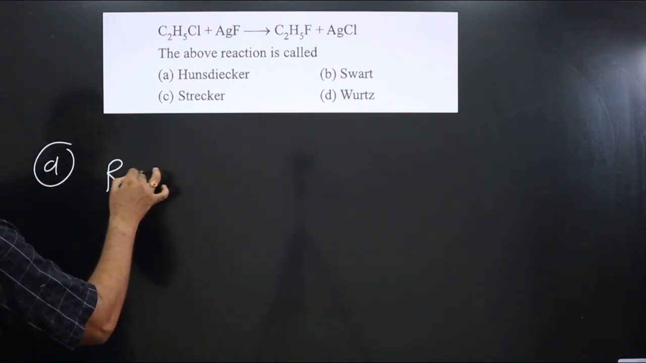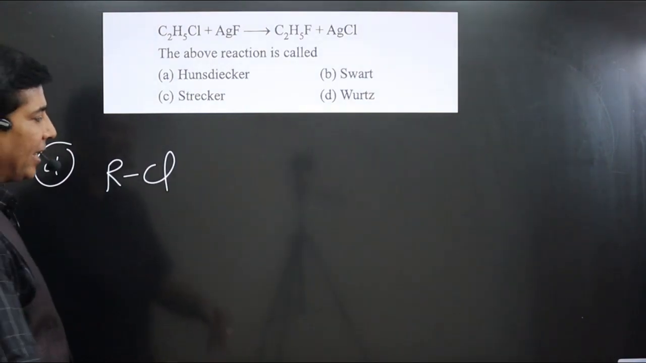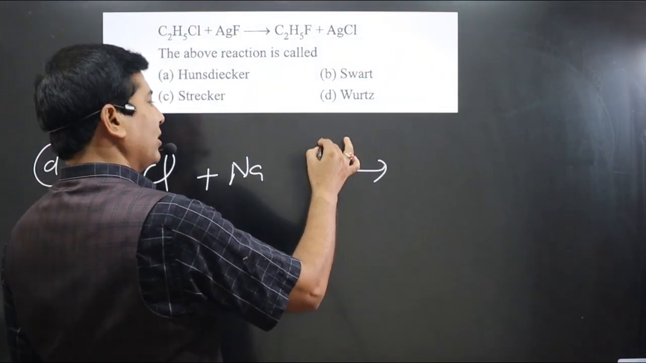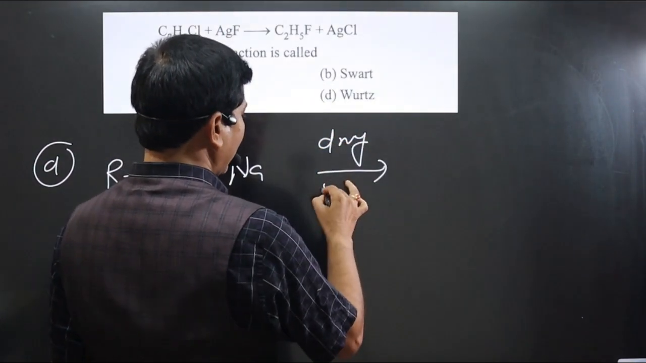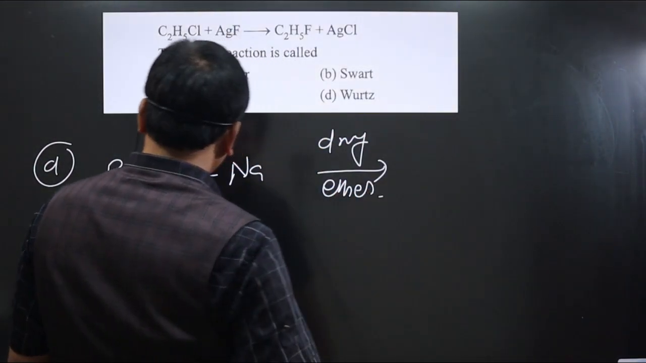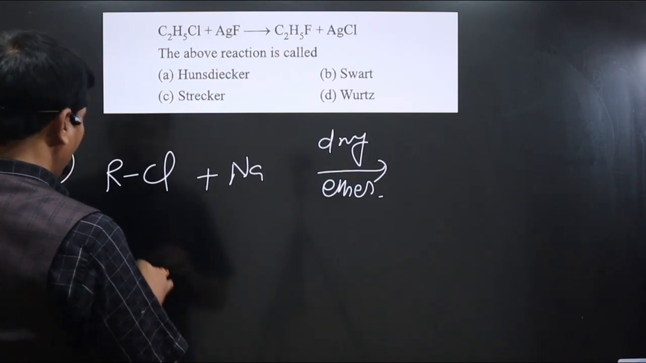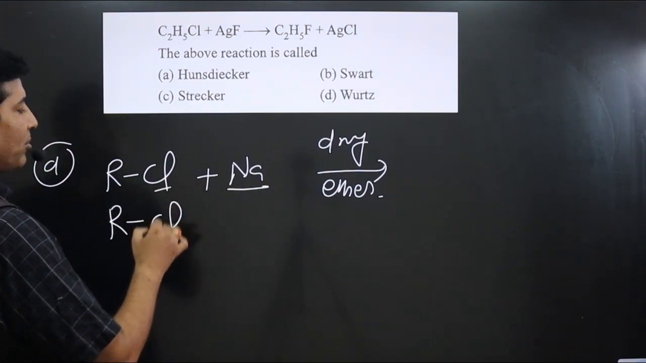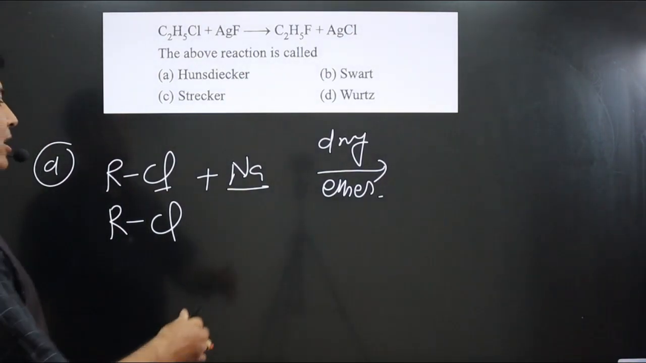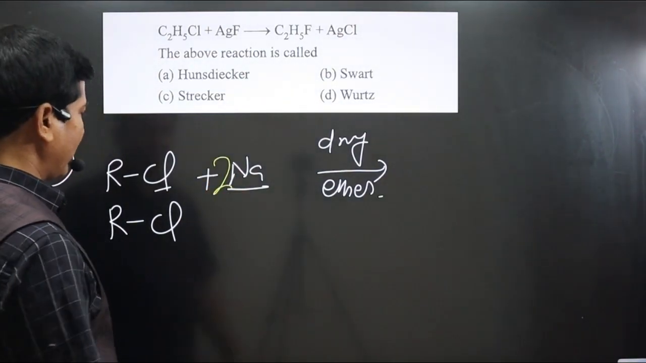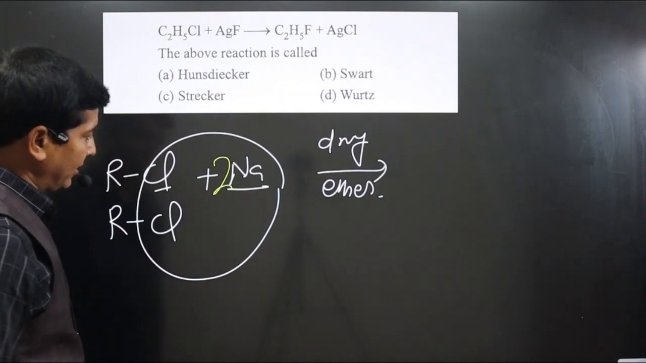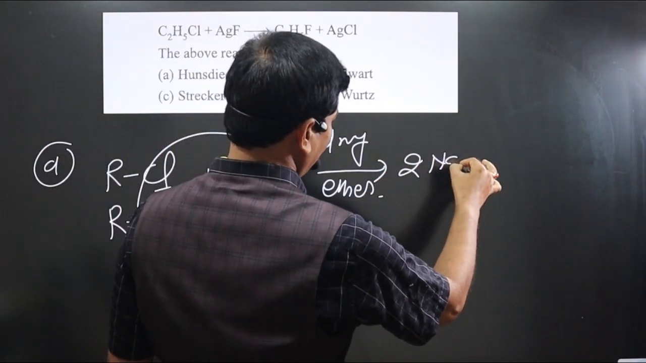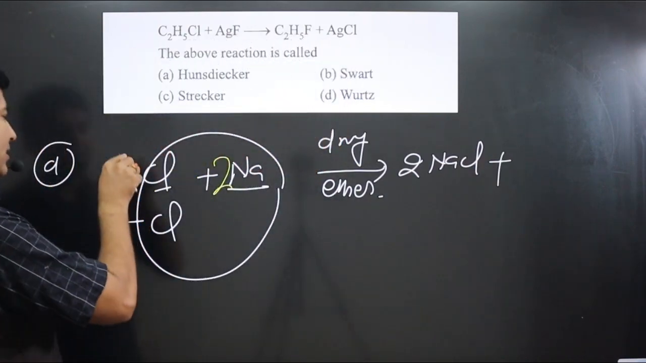In case of the Wurtz reaction, we are talking about the D option. You can see alkyl halide is there. Alkyl halide reacts in the presence of sodium, but in this case we use dry ether as a solvent. We take two molecules of alkyl halide. One sodium can combine with one Cl. Since there are two Cl, I take two molecules of sodium. So this entire portion will be separated, and we get 2 NaCl.